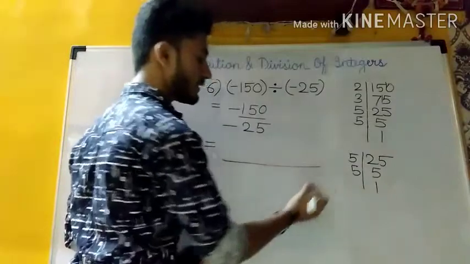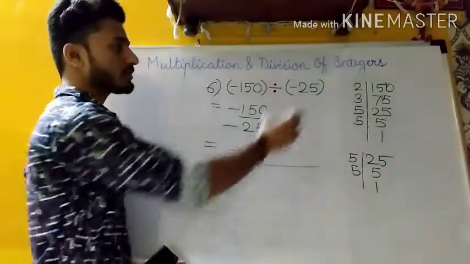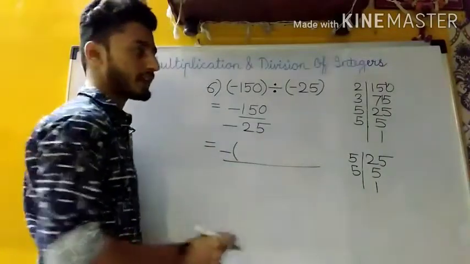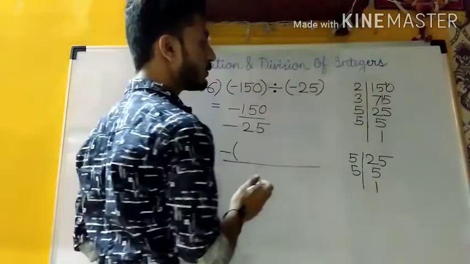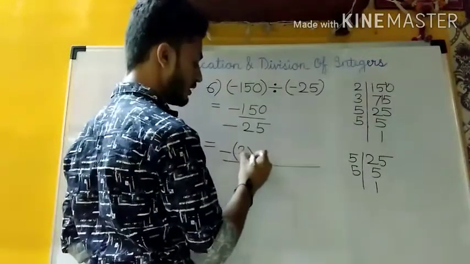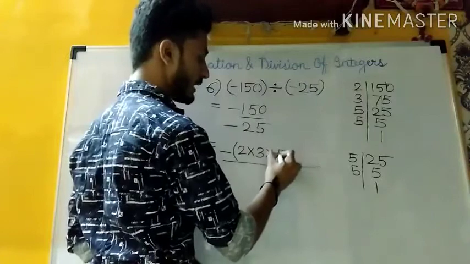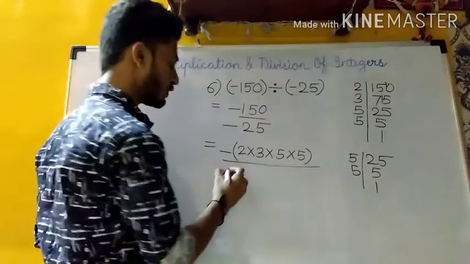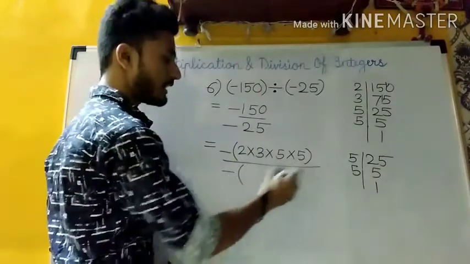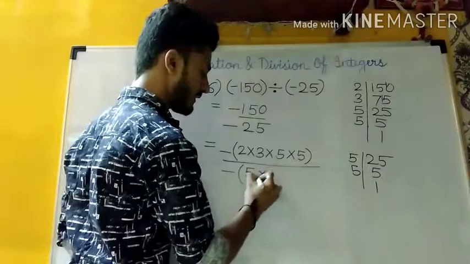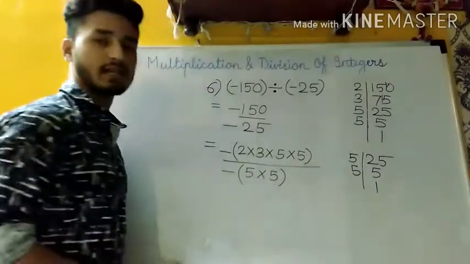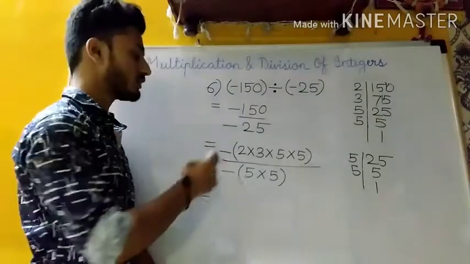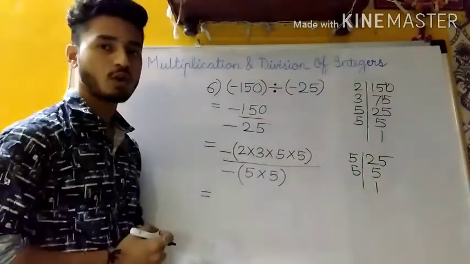Now I'll write the prime factors in the form of multiplication. Okay, so first I'll write the sign here, and in the bracket I'll write the prime factors of 150. So 150, what are the prime factors? That is 2 multiplied by 3 multiplied by 5 multiplied by 5. Okay, these are the prime factors. And for 25, again I'll write the sign first and then the prime factors of 25, that is 5 multiplied by 5. The next step is that we are going to carry out the cancellation part, that is we are going to cancel out the common terms.